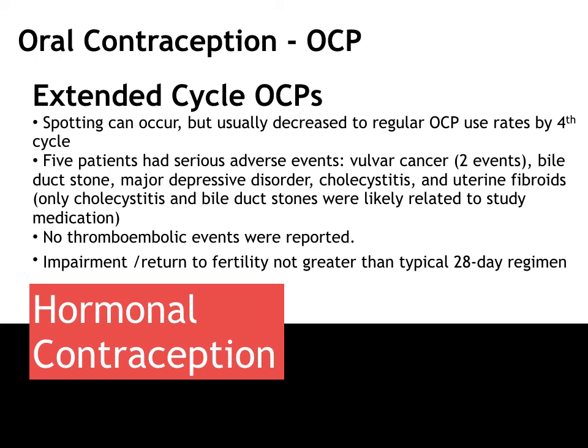For other side effects, they found spotting can occur, but this spotting decreased to the level of regular birth control use by the 4th cycle or so. So maybe a little bit more spotting than regular OCPs, but that does tend to decline over time. There were a few serious adverse events reported, but only the cholecystitis and the bile duct stones were likely related to study medication. No thromboembolic events, so no clotting, were reported, and impairment or return to fertility was not greater than with the typical 28-day birth control.